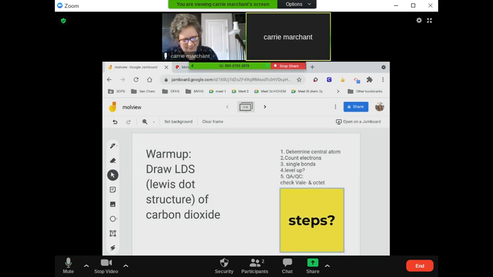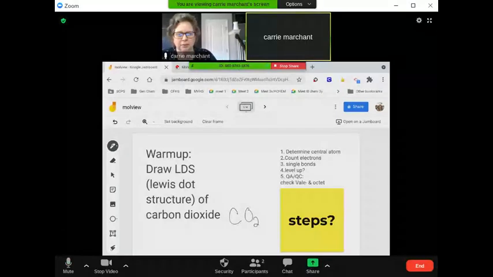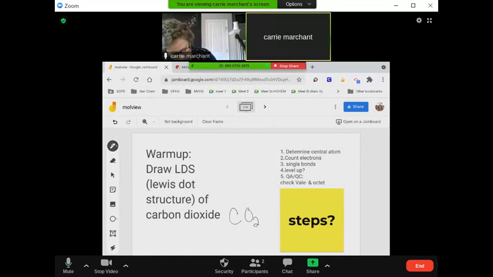All right, so you're going to check off your structure as I'm going and doing it here. Determine the central atom. Well, first we need to know who we're dealing with. Carbon dioxide. 1 carbon, and di means 2, so 2 oxygens. So that's the structure we're going to be building. Draw the Lewis dot structure.